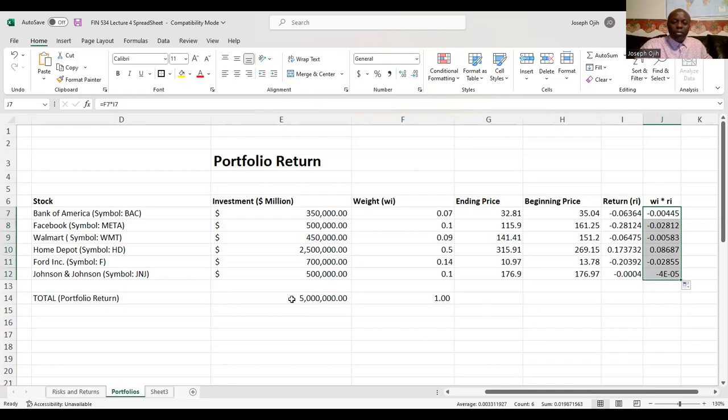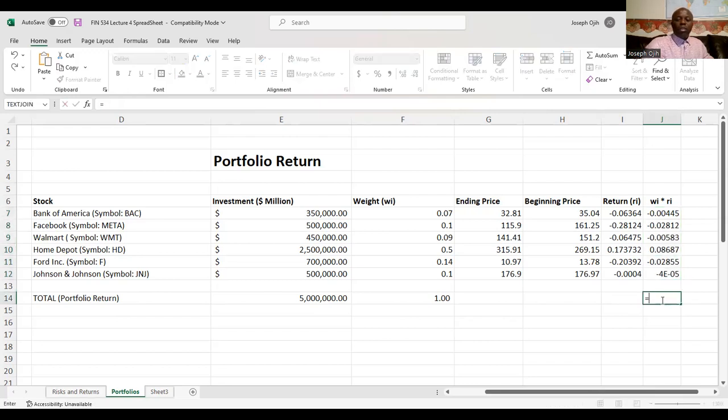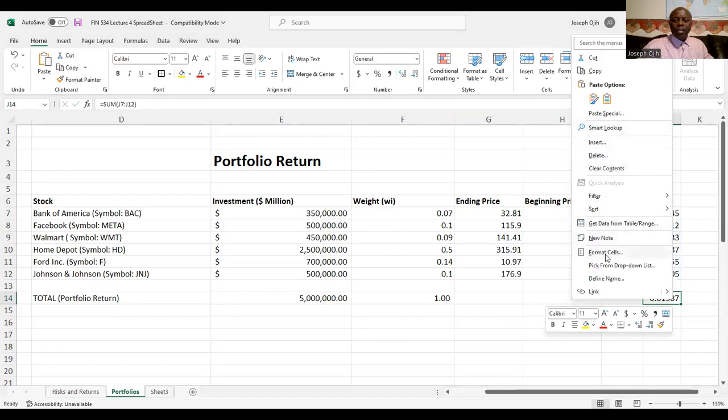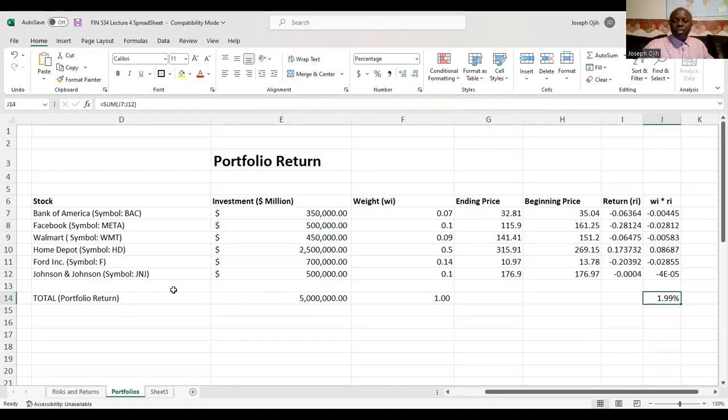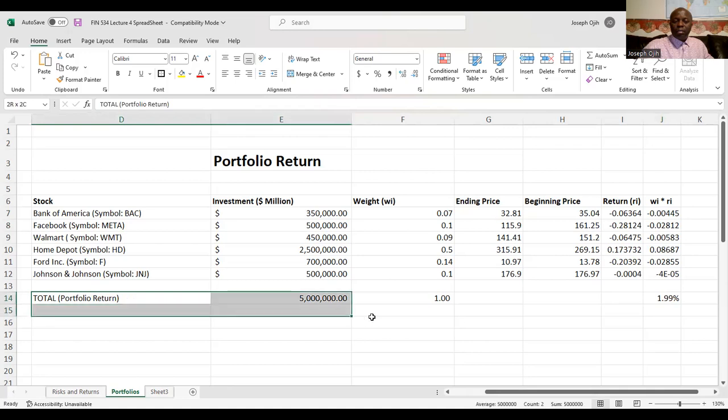So the total portfolio return now becomes the sum of these returns, equals sum. I'll copy this all down. That gives you, press the enter key. The return is this. Make it percent. Okay, percentage. 1.99%. Even though the market is down.